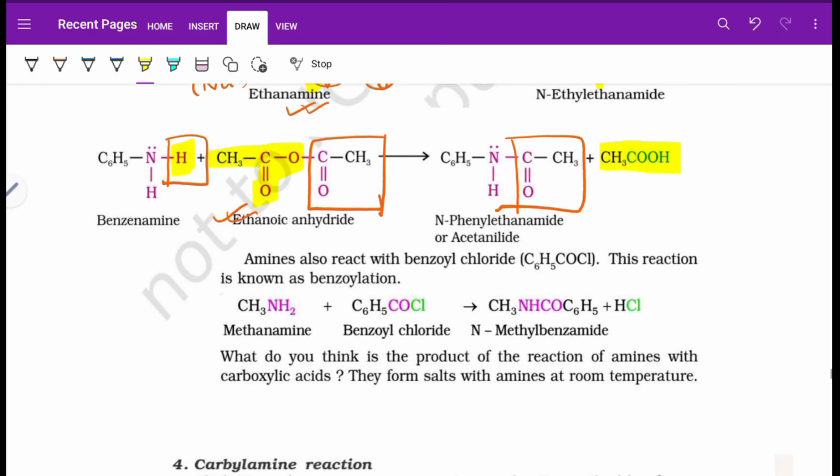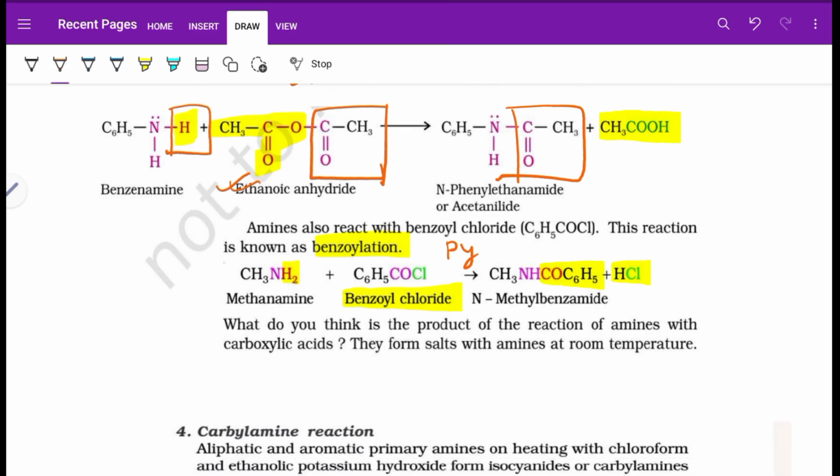Now the next reaction is a benzoylation reaction. Whether we will have a benzoyl group or an acyl group depends on what type of reagent you are taking. If you take benzoyl chloride, then the group that will be coming is COC6H5 by substituting one of the H, and the side product is again HCl. The reaction rate will increase in the presence of pyridine, which is an organic base.